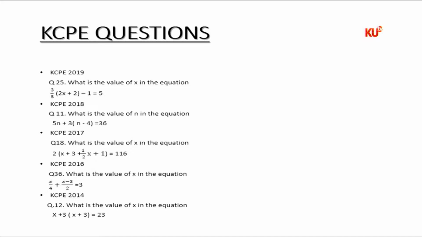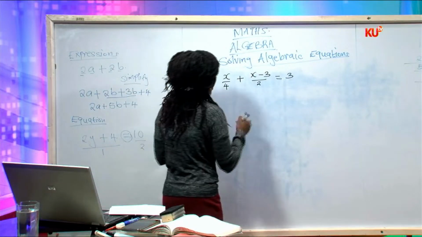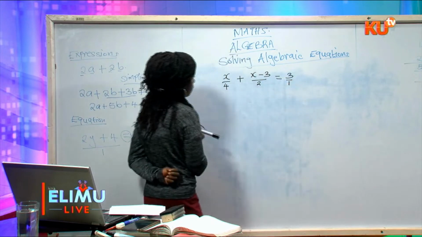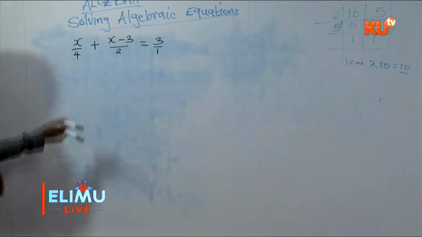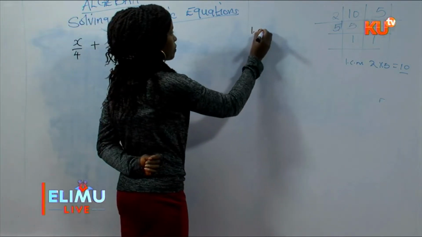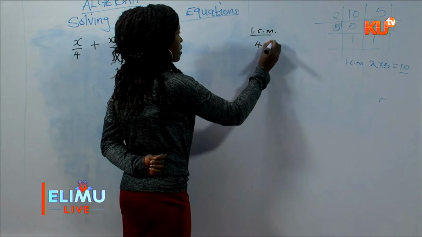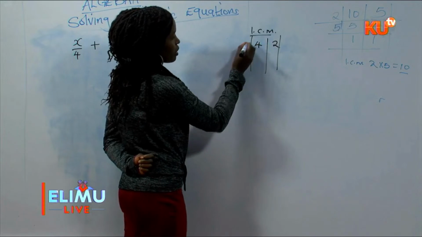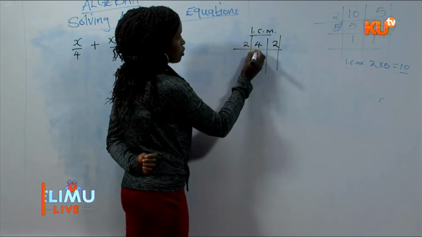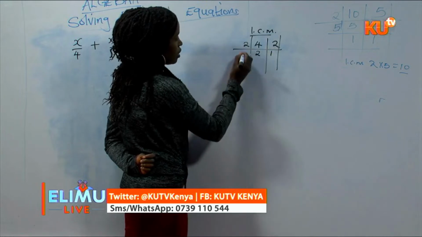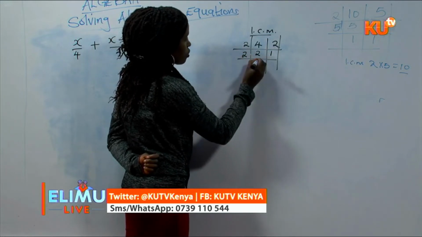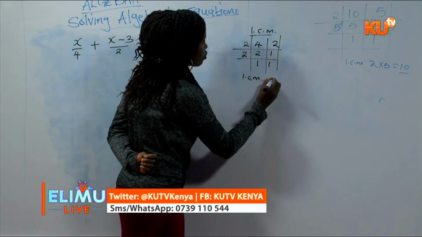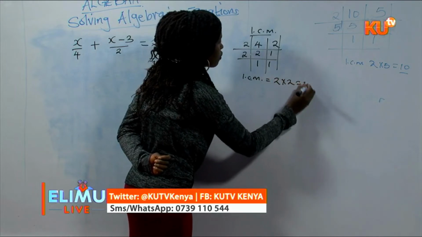So we are supposed to get the value of x. So we make this number here a fraction. We put it over 1. So from there we get the LCM of 4 and 2. We divide by 2, using prime numbers. 4 divided by 2 is 2. 2 divided by 2 is 1. We use 2 again. 1 by 2 is 1. So our LCM is going to be 2 times 2, which is 4.